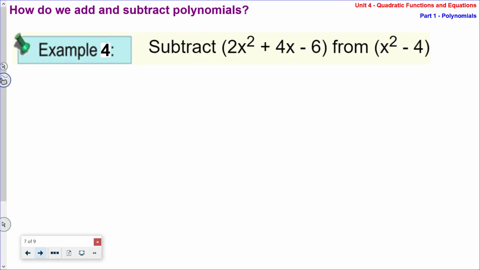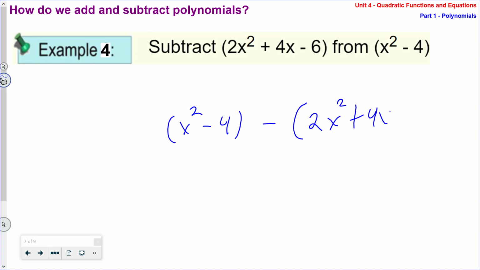Read this in your head. Think about it for 5 seconds, 10 seconds. What's being subtracted from what? How would you write this out horizontally? Just think about it. Subtract this from that. How would you write that horizontally without the words? Alan. It would be x squared minus 4 in parentheses, subtracted from 2x squared plus 4x minus 6. Thank you.